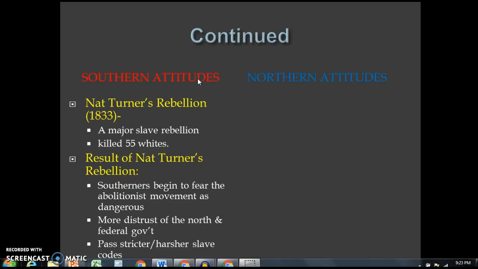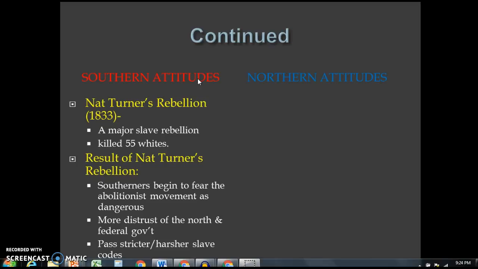As you can see, 55 white people were killed in Nat Turner's rebellion. So this is going to breed even more distrust and dislike between the North and the South. It's really going to further divide the sections because the Southerners just do not trust the Northerners. They see the Northerners as basically out to destroy them and their way of life. And they're also going to begin to distrust the federal government even more, thinking that the federal government favors the North and does not really have the best interests of the Southern states at heart.